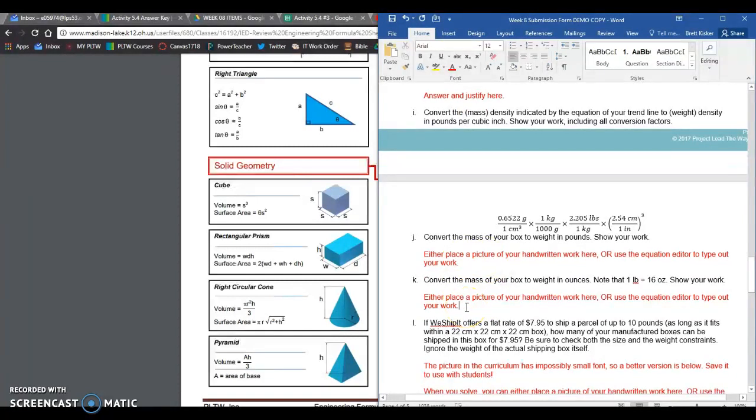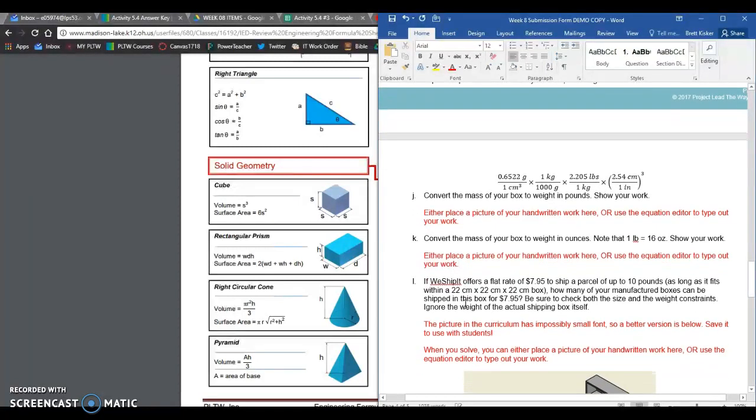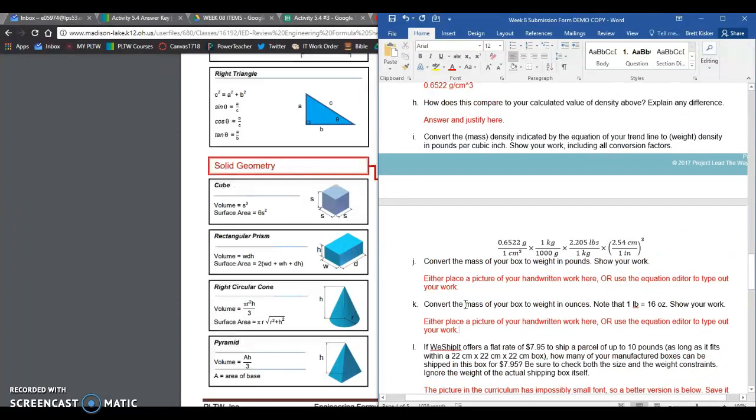How do I convert to ounces? You can copy paste this, of course, and use this equation as a starting point if you want to. But again, for J and K, just choose one of the boxes. It doesn't matter which one. Hopefully that helps, and you're able to get through at least a little bit of parts I, J, K for this assignment.